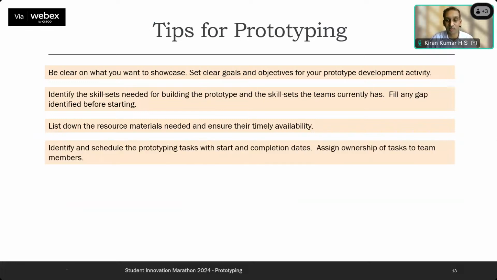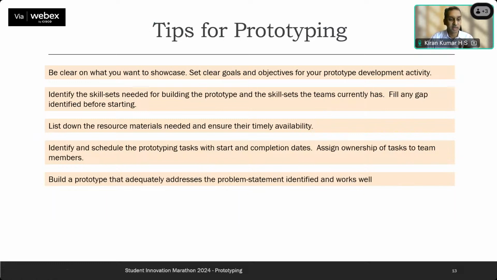And put a plan and put a schedule. Identify all the tasks that you and your team members have to complete to finish your prototyping. Have start dates and completion dates, assign ownerships, and track the progress of your prototyping activity on a daily basis. If there is a delay in one activity, it can impact the other activities, and subsequently your prototype may not come out as well as we expect, or it may not even be complete by the deadline. Okay, so it's very, very important. And what's the next one?